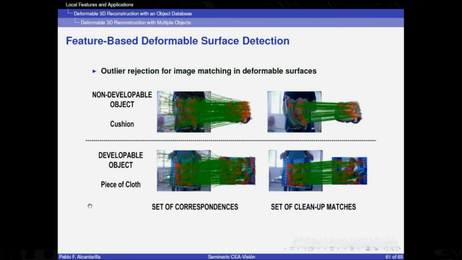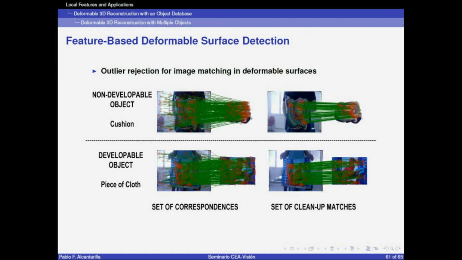In these figures, we can observe some of the results of applying the outlier rejection algorithm in deformable surfaces. So the first row is for non-developable objects. First, this is the set of correspondences between our input image and our template of the object in the database. We can observe that there are many erroneous correspondences, but then after running the outlier rejection algorithm, we have a set of cleaned up matches from which we can reliably compute the thin plate spline warp to capture the deformation properly. And the second example at the bottom is for a developable object.